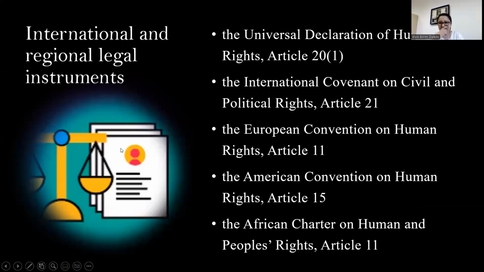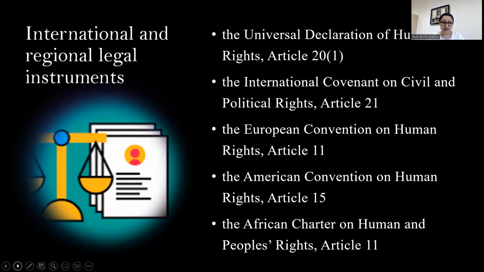As you can see from the slide, Article 20 of the Universal Declaration of Human Rights and Article 21 of the United Nations International Covenant on Civil and Political Rights, and also Article 11 of the European Convention on Human Rights recognize the right to peaceful assembly.